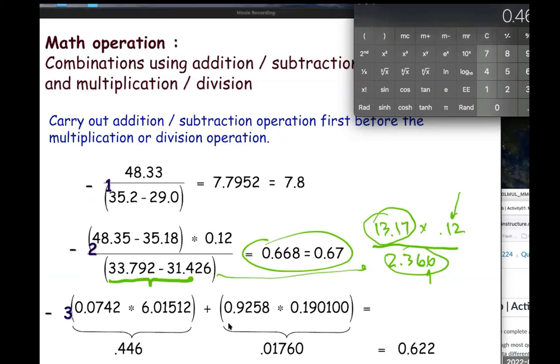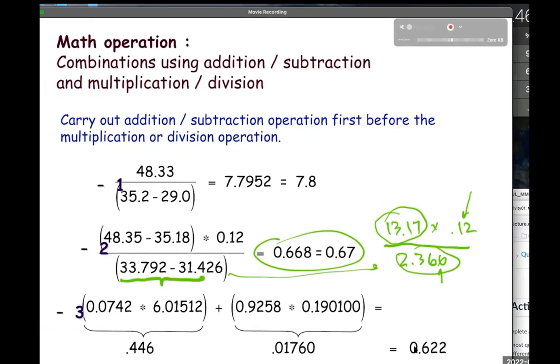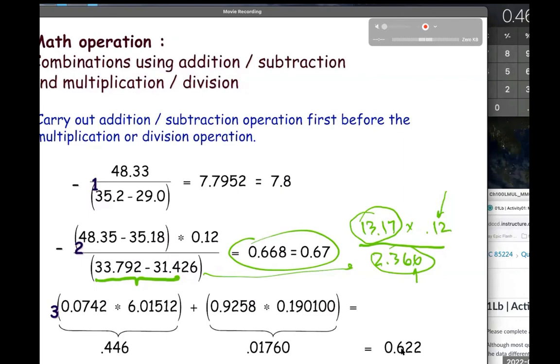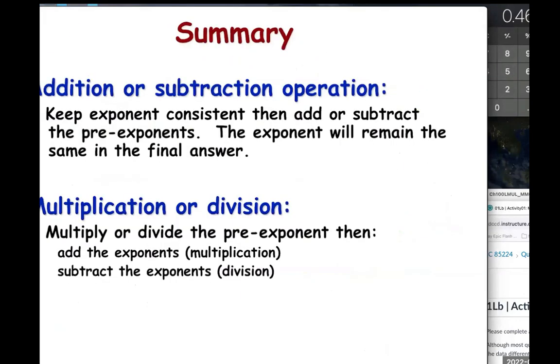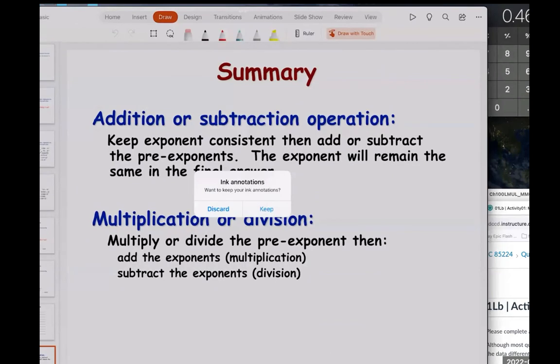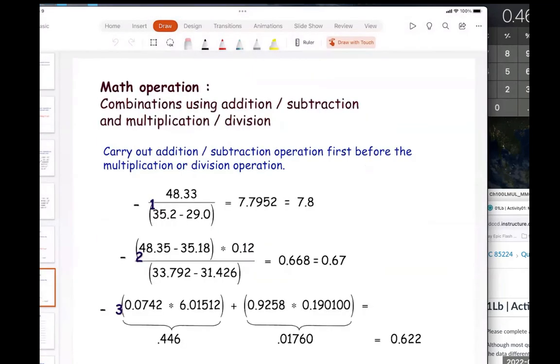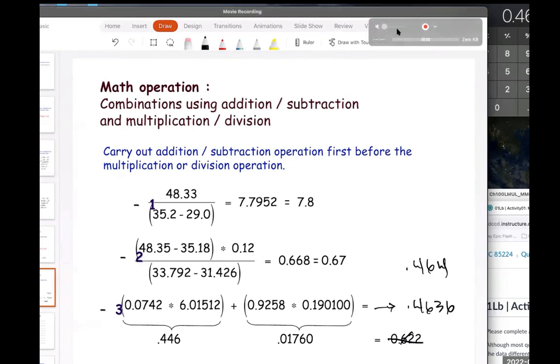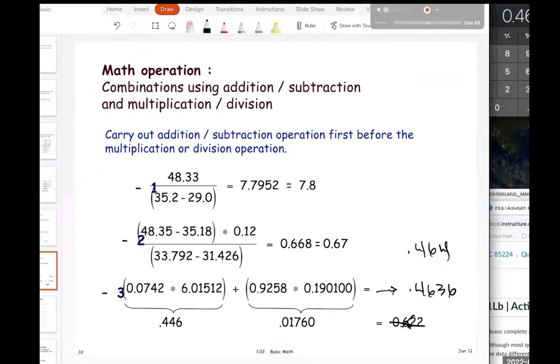I don't know why I did that. This answer, 0.422, is incorrect, by the way. I don't know why that's the case. I know that's not correct. I need to correct that real quick because this right here is not correct. This should be 0.446 plus 0.01760, which should be 0.4636, and then I need to round off to the 1,000th place, so it's 0.464. Okay, that would be my final answer for this particular problem.